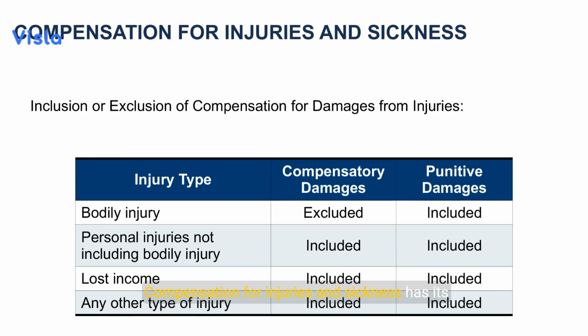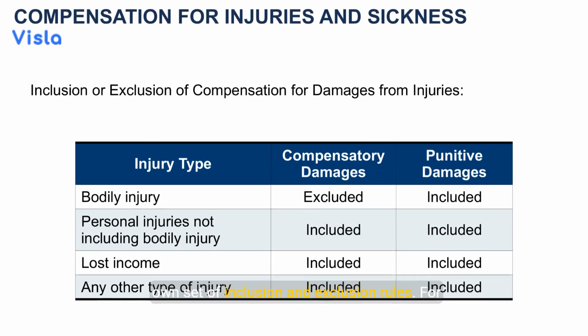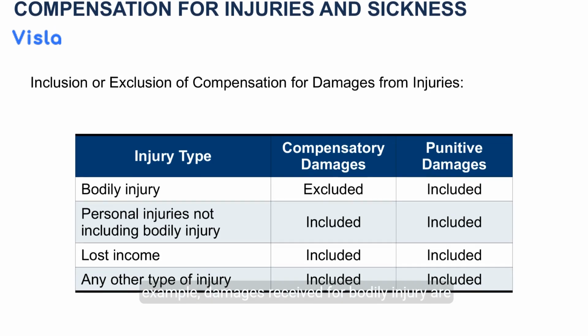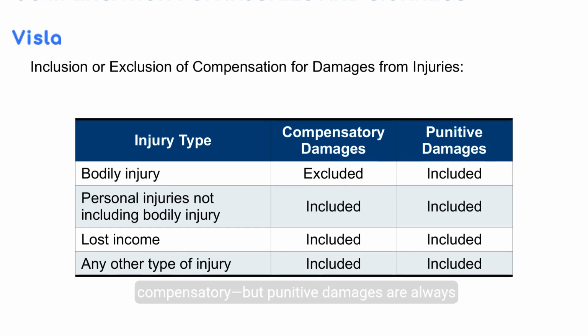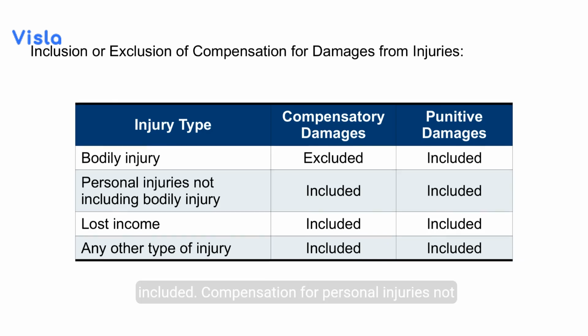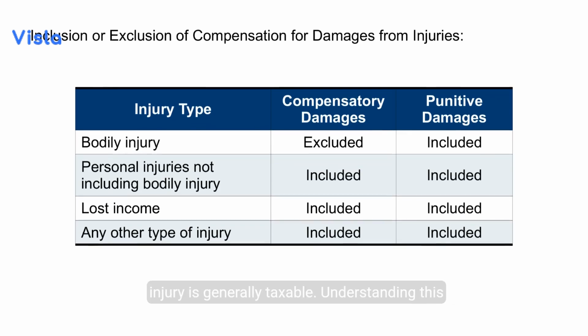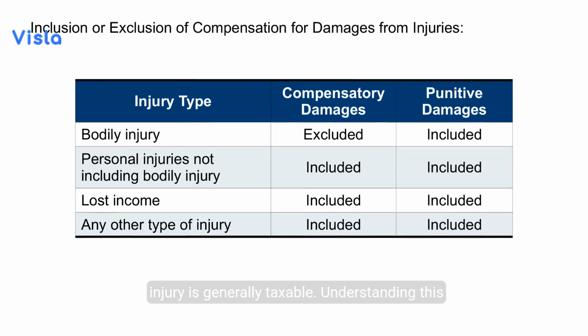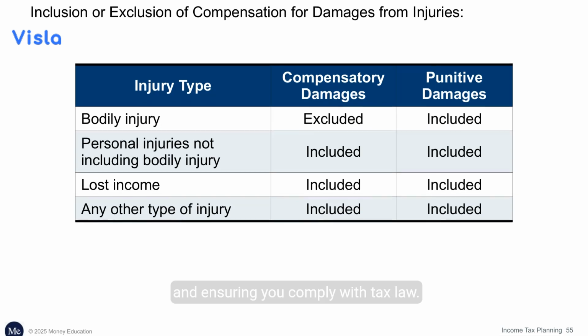Compensation for injuries and sickness has its own set of inclusion and exclusion rules. For example, damages received for bodily injury are typically excluded from gross income if they're compensatory, but punitive damages are always included. Compensation for personal injuries not involving bodily harm, lost income, or any other injury is generally taxable. Understanding this table is key to correctly reporting settlements and ensuring you comply with tax law.